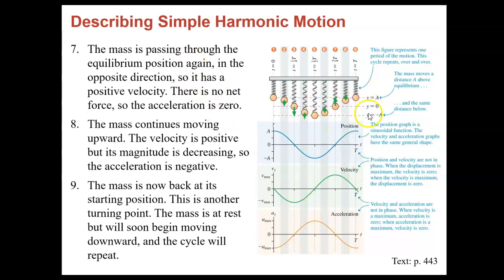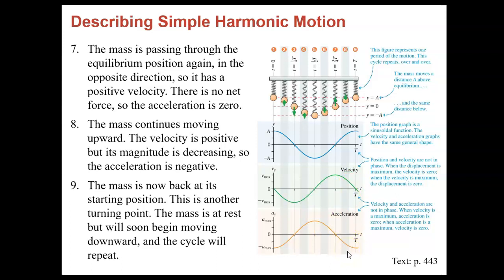Then the mass on the spring passes through the equilibrium position, so now we're here. It has a positive velocity because it's going upward. At that point, there is no net force because the forces are balanced, so the acceleration is 0 at the equilibrium position, which is what shows here. The velocity is speeding up to that point right here, and then it starts to slow down from this point up. So it's slowing down here, which means you're going to have a negative acceleration.